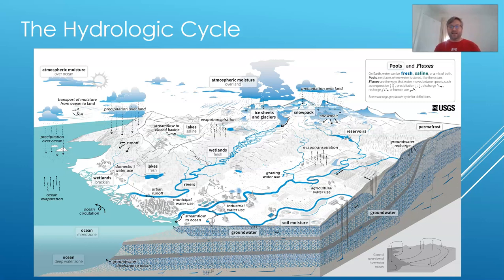Human activity like drawing groundwater out through wells, for example, has a big impact on the balance of the hydrologic cycle in lots of parts of the world. So that's the hydrologic cycle. That is an example of one of these systems and the ways that, in this case, materials are moving through the environment from one place to another.